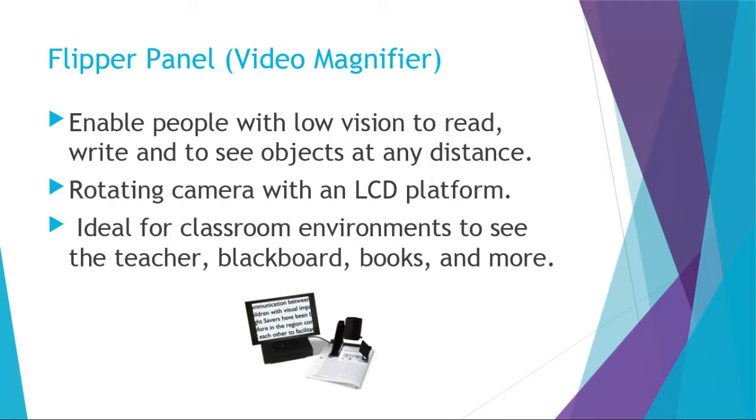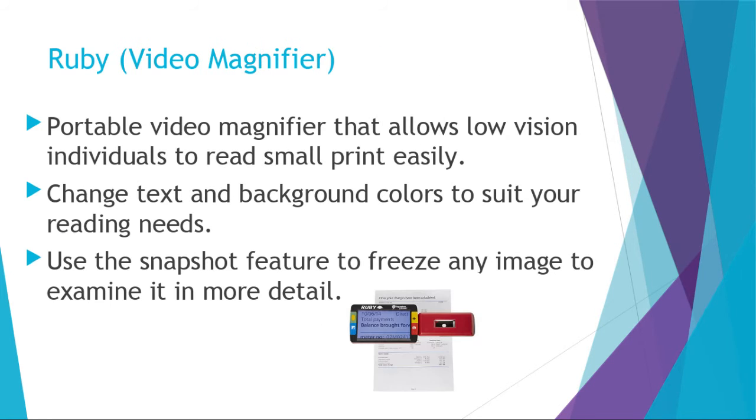The camera is actually rotating with an LCD platform, which means you can point the camera to your textbook or your notes and you can magnify that image, or you can point the camera to the blackboard and even magnify the contents on the blackboard. This is ideal for classroom environments to be able to see the teacher, the blackboard, your books, and more. The next piece of equipment Chris is going to talk to you about is also a portable magnifier.